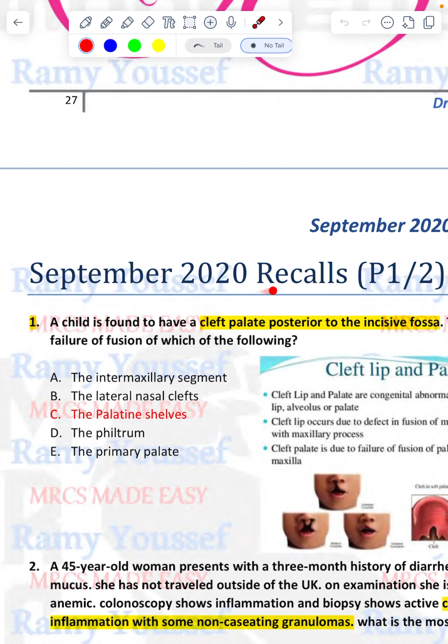2020 recalls questions. Around 80 questions we will be covering.